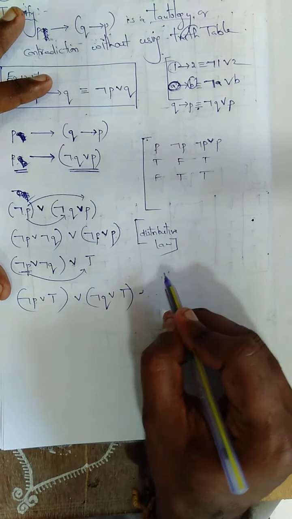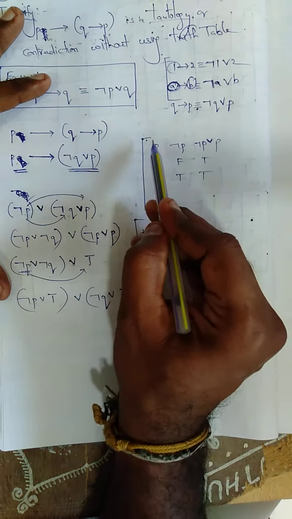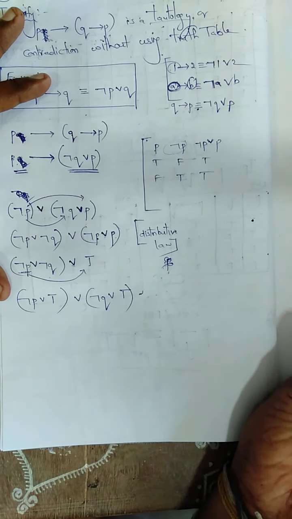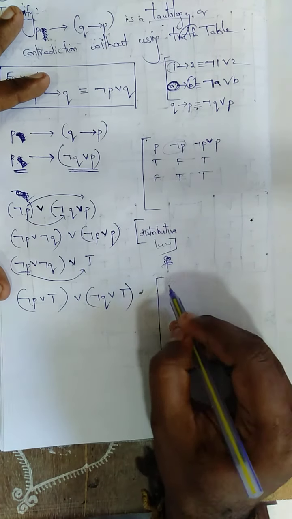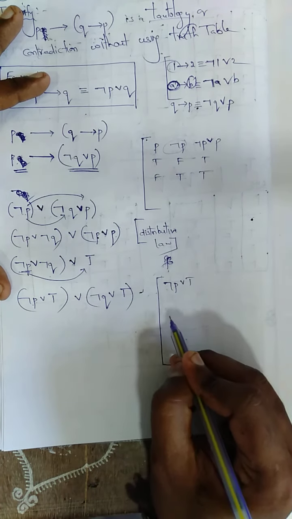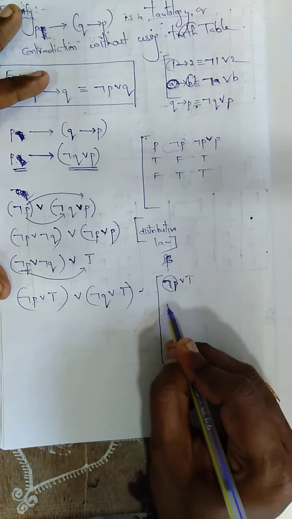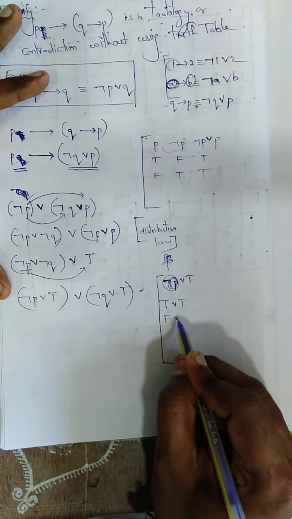If I want to say only, if we are going to take P, T and F. What is the negation of P? F and T, that's all. So see, I have taken this one alone: negation of P or T.